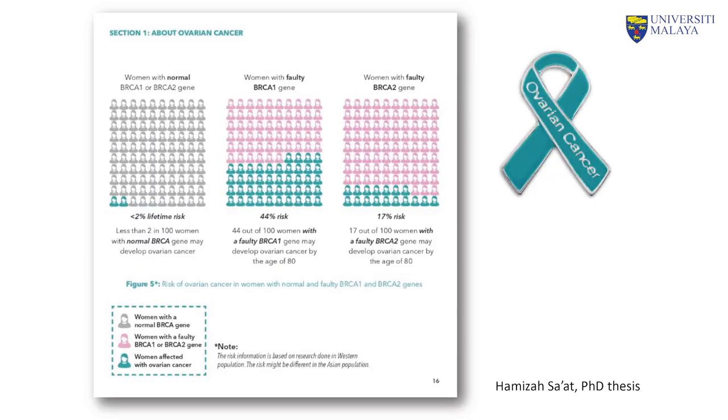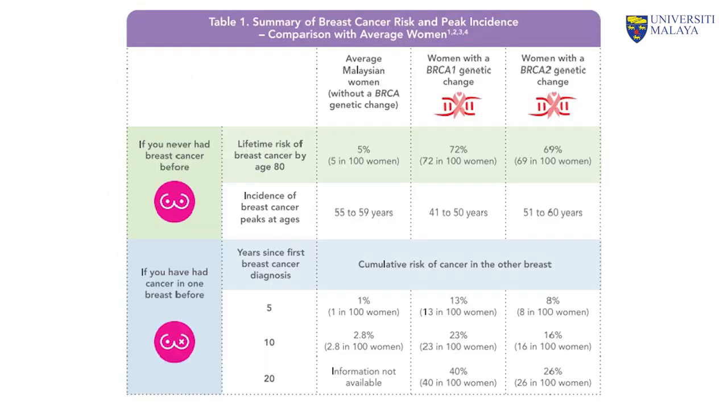For ovarian cancer risk, you can see again the lifetime risk in the people who do not have the gene is less than 2%, but when you compare it with BRCA1 and BRCA2 individuals, the risk is very high. For patients who have had cancer, understanding their future cancer risk would require them to understand the risk of their contralateral breast.